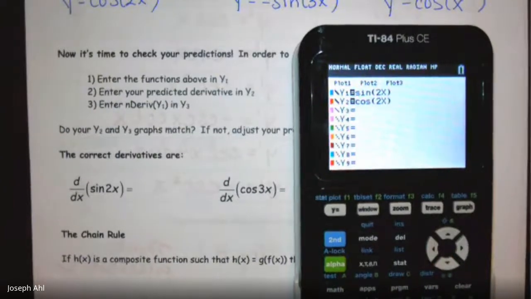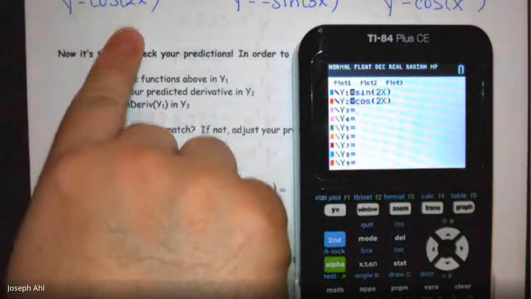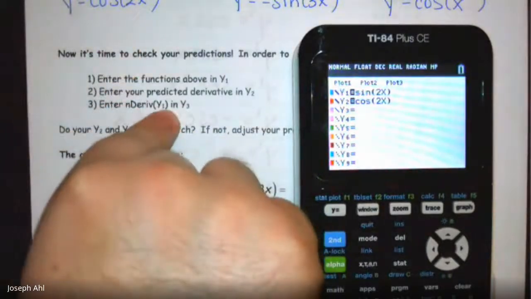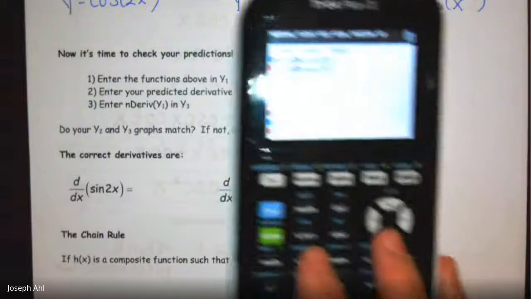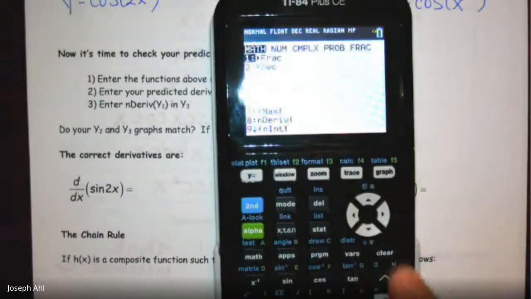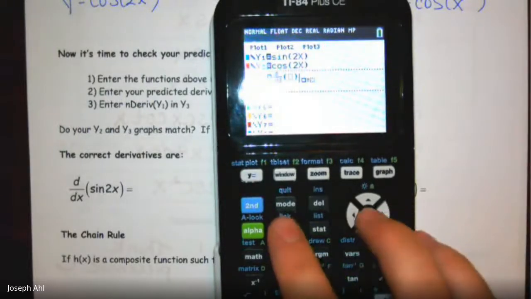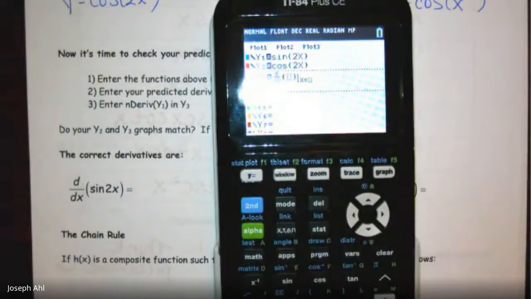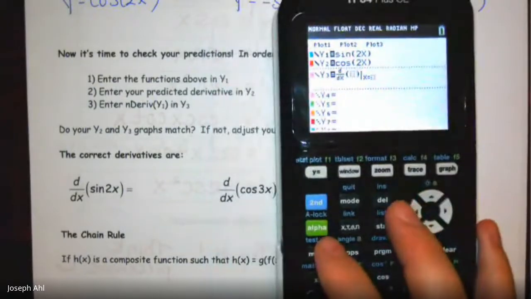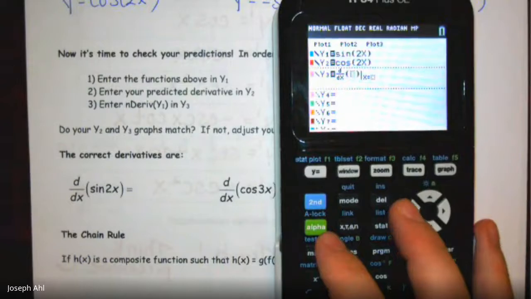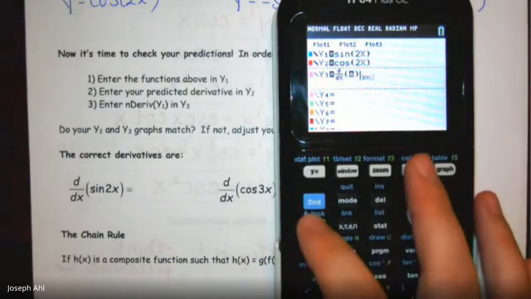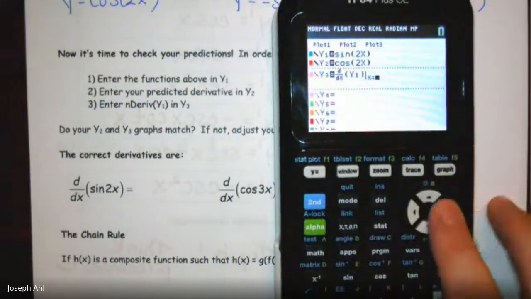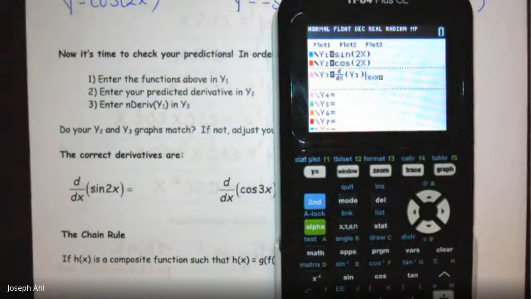I'm actually going to do one more thing here. In y2, I'm going to type in what our prediction was, just to see if that matches what we have for nDeriv, see if those two things are identical or not. So in y3, now let's do nDeriv, math 8. Make sure you take the derivative with respect to x. Sorry if there's a glare there. Of what we have in y1, so alpha trace y1 for all values of x.